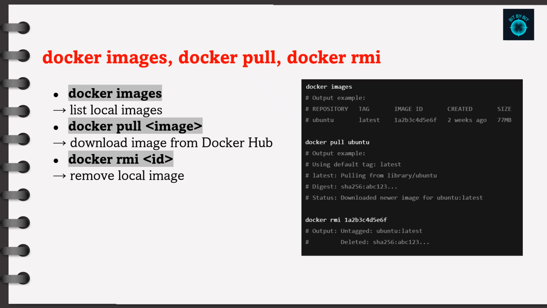If you want to download an image manually, use docker pull followed by the image name. For example, docker pull ubuntu will fetch the latest Ubuntu image from Docker Hub. To remove an image that you no longer need, use docker rmi followed by the image ID. Remember, you cannot remove an image if there are containers still using it. You must first delete those containers. These commands help you keep track of which images you have and manage disk space on your system.